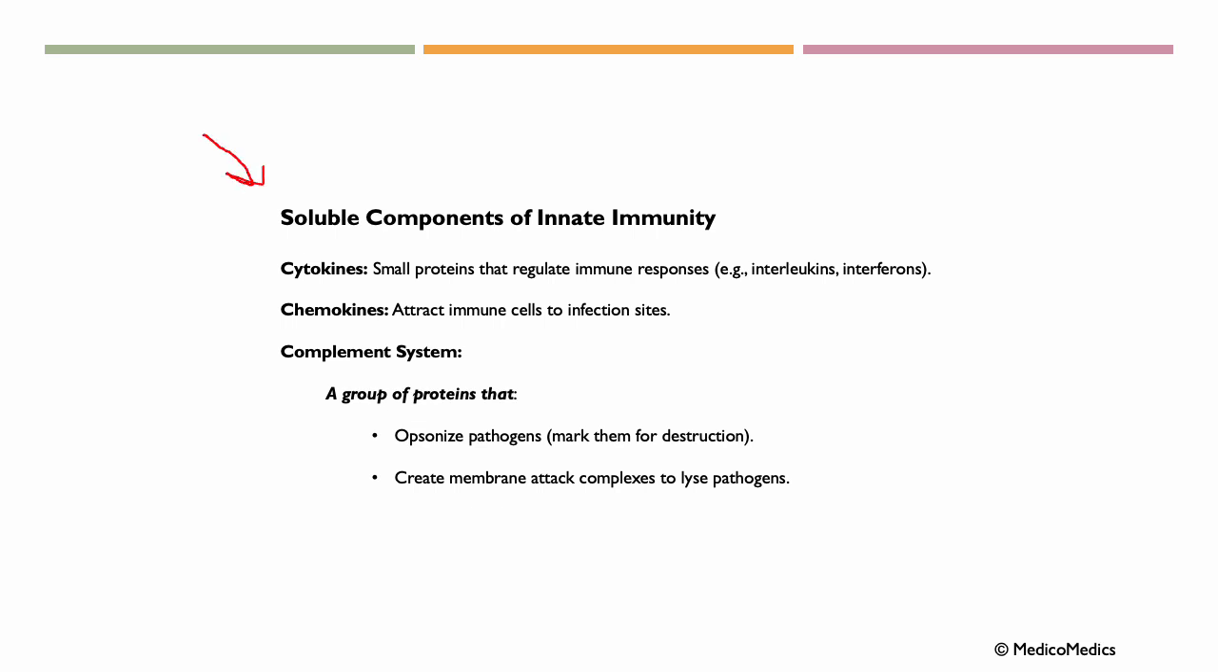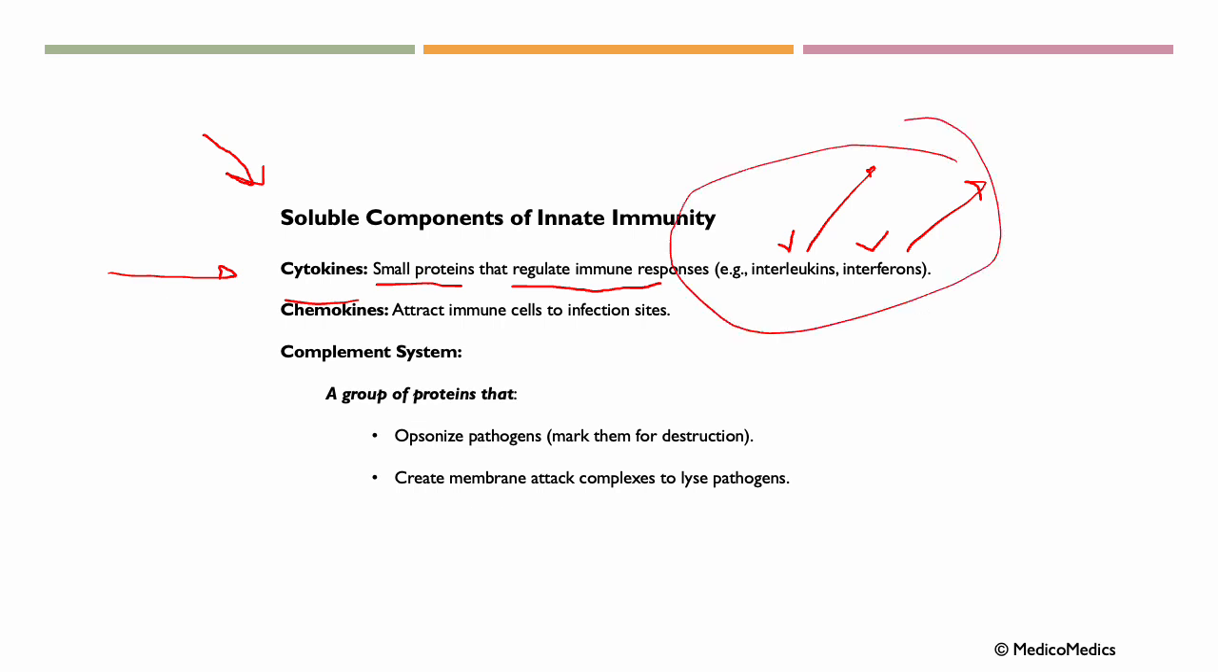So, soluble components of innate immunity. Here we have cytokines. These are small proteins that regulate immune responses. For example, interleukins and interferons. You will come to learn that there are several types of interleukins and interferons. Now you can think of them as amplifiers of a kind. So to facilitate an immune response, these are players that play a role in amplifying the immune response.